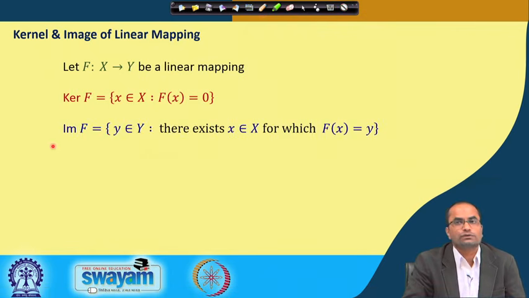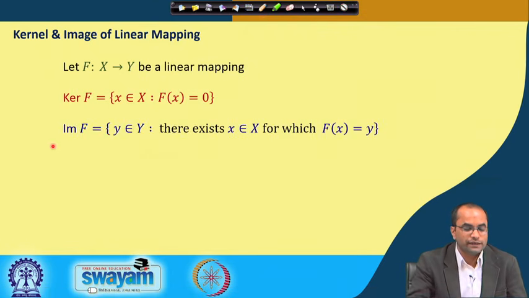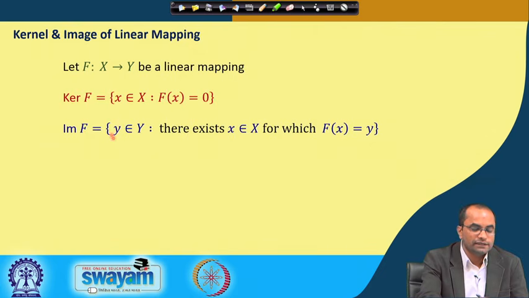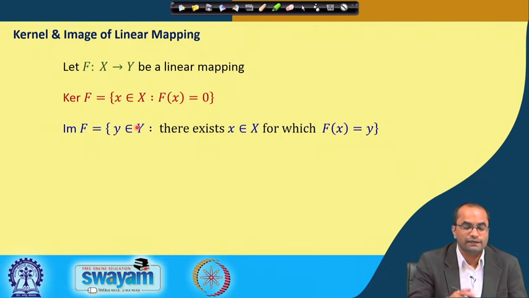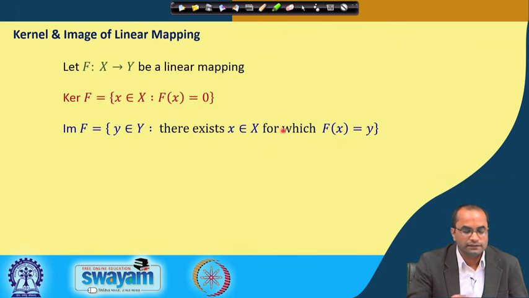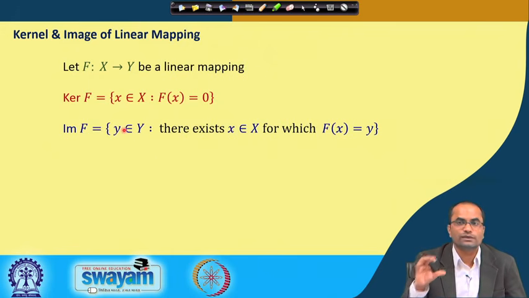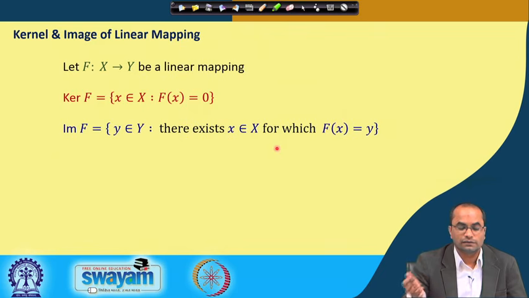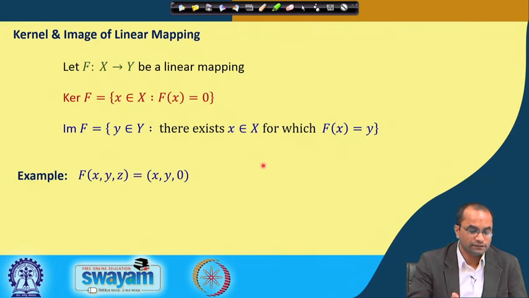There is another one that is called the image. The image of f is defined as those elements y from the vector space y for which there exists an x in x such that f(x) is y. This is the image which we usually consider. So we collect only those elements of y which are the map of some elements from x.